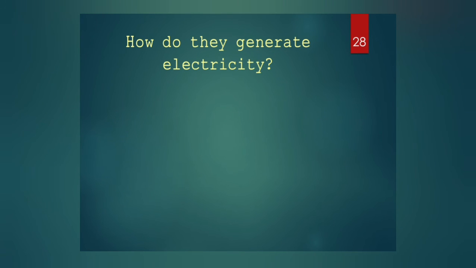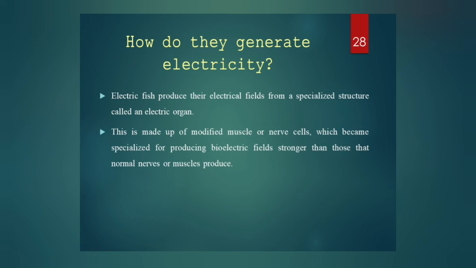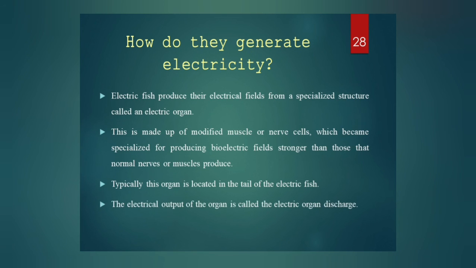Now there would be a question: how do electric fish generate electricity? Electric fish produce their electrical fields from a specialized structure called an electric organ. This is made up of modified muscle or nerve cells, which became specialized for producing bioelectric fields stronger than those that normal nerves or muscles produce. Typically, this organ is located in the tail of the electric fish. The electrical output of the organ is called the electric organ discharge.